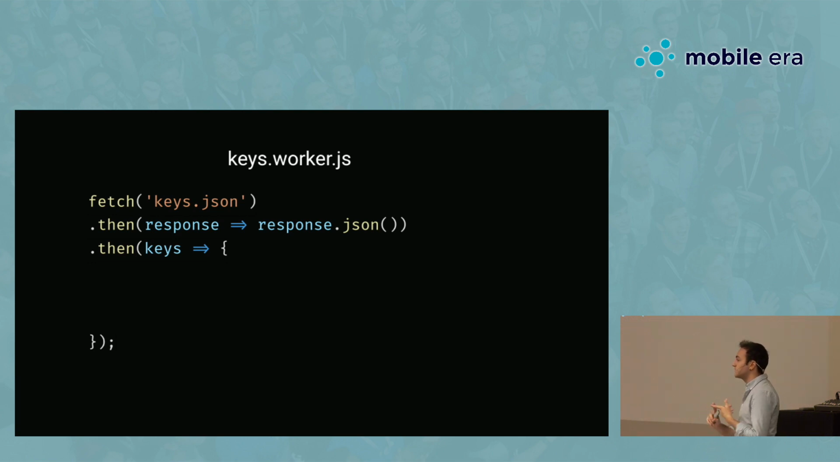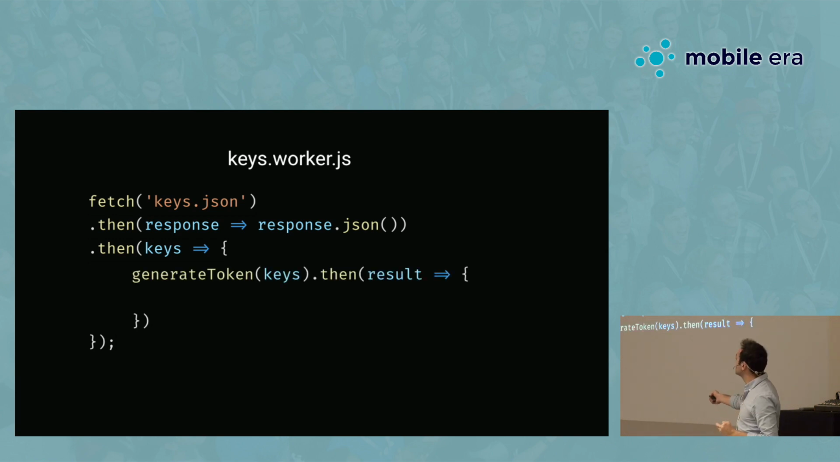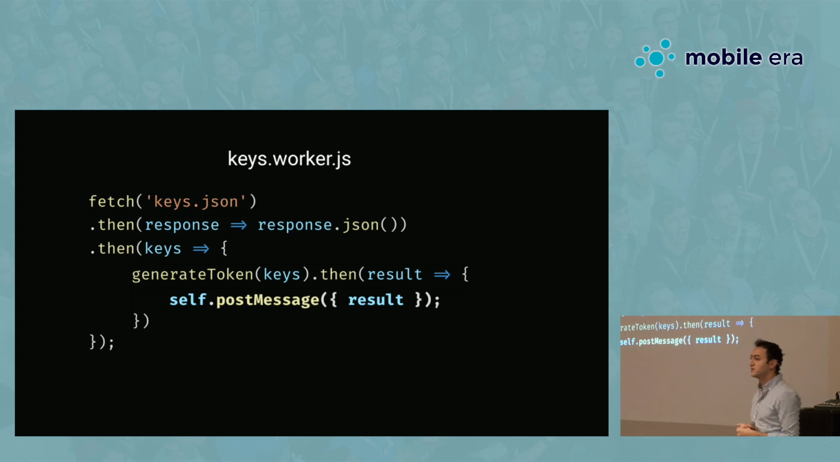No direct DOM access and no window, document, or localStorage. It's just going to be self, fetch, and other stuff. So I fetch the keys that I need in order to encrypt my data. I convert it to JSON, I get the keys, and I call generateToken, and assume this function takes a while. Assume it takes a second. And when I get the result, all of this is happening off the main thread, I simply send it back to the main thread with self.postMessage, a JSON object, result colon result. This does all the calculation off the main thread, takes the result, and sends it back to the main thread.